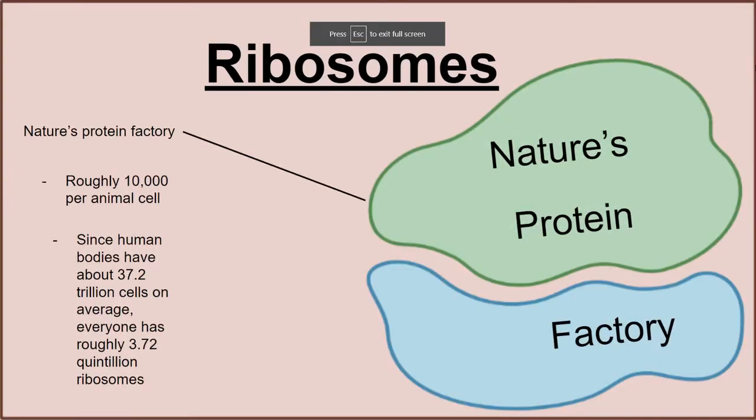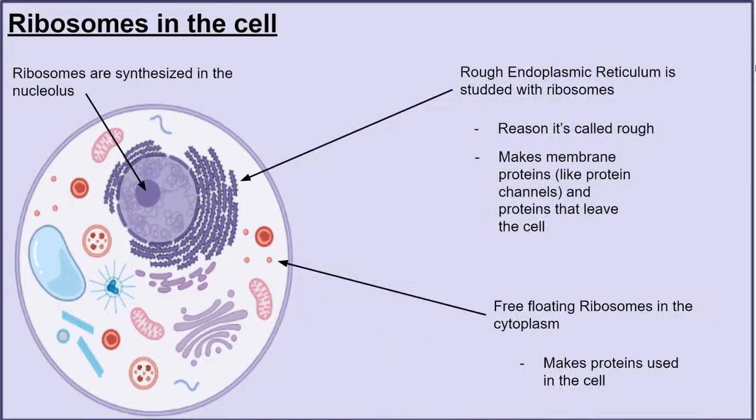While they're not talked about nearly as much as the nucleus or the mitochondria, ribosomes are easily one of the most important organelles in the cell. There are about 10,000 per cell, so you have about 4 quintillion in your body at any given time. Ribosomes are synthesized in the nucleolus and can be found in two major places in the cell.